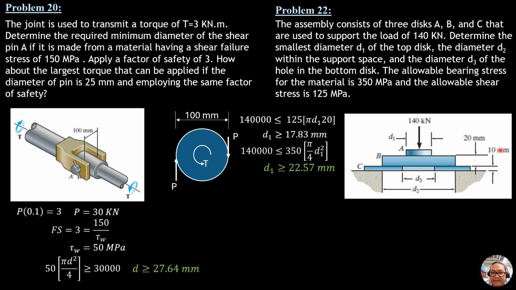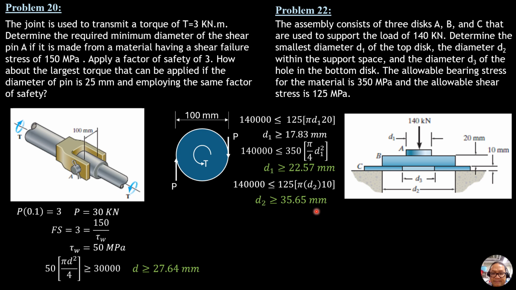Then for diameter 2, the plate is very thin, it is only 10 mm. So there is a great possibility that this will fail by shearing. So 140,000 is again less than shear stress 125 times shear area, pi diameter 2 times 10. Diameter 2 is greater than or equal to 35.65 mm.